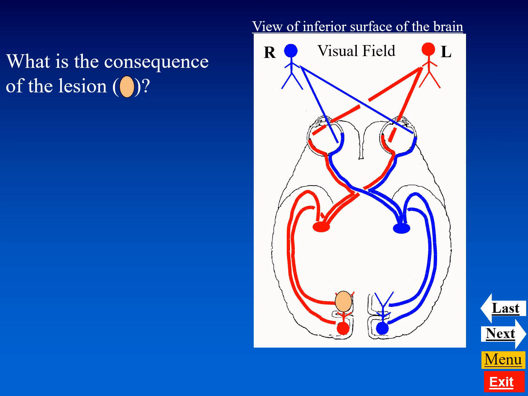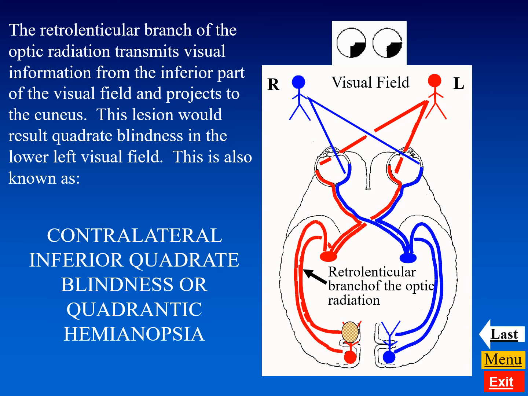The last lesion that we see here is a lesion of the cuneus region of the primary visual cortex. And what would be the consequence of such a lesion? The lesion in this cuneus portion of the primary visual cortex results in a deficit which will impact the lower part of the visual field, just a quarter of that visual field on the contralateral side. Thus the name contralateral inferior quadrantic blindness, or also the term quadrantic hemianopsia.